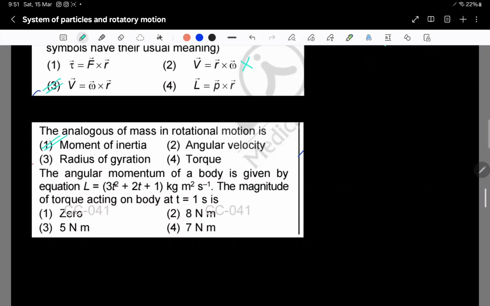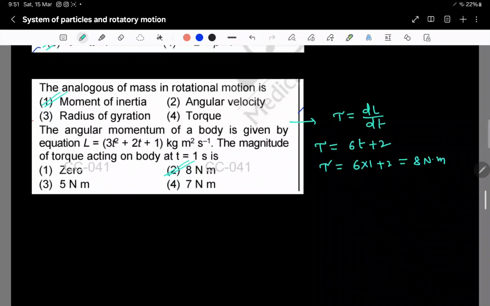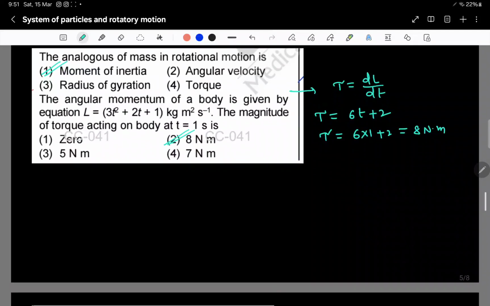Next, angular momentum of a body is given. Magnitude of torque: differentiation. Torque tau equal to dL by dt, at t equal to 1 second. So torque tau equal to the differentiation of L, which is 3t square plus 2, giving 6t. At t equal to 1 second, torque tau equal to 6 into 1 plus 2, that means 8 Newton meter, the second option. Magnitude of torque is dL by dt, Newton's second law in rotational motion.